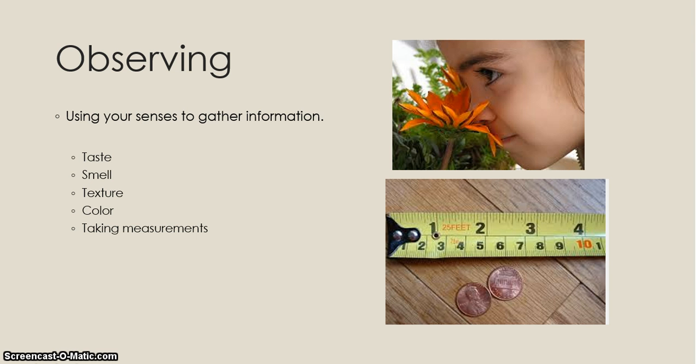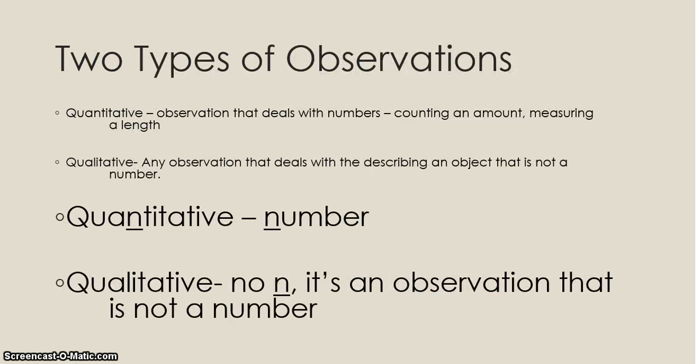So you could make an observation by using your taste, your sense of smell, your sense of feel for the texture, your eyesight for color, and also when you measure or take measurements. There are two types of observations, quantitative and qualitative. A quantitative observation is an observation that deals with numbers. That means you're counting an amount or you're measuring a length. A qualitative observation is any observation that deals with describing the object, and it's not using a number. Okay, so that could be like the color of it.